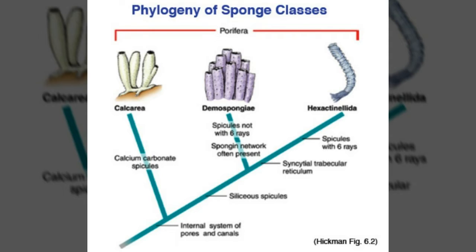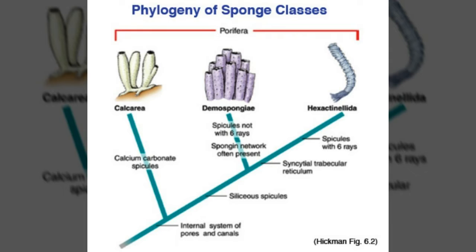Okay, so first Calcarea, they're calcium carbonate sponges. And then there's class Demospongiae. They're made of spongin, which is the most common sponge, and they're the typical spongy sponge. They're the ones that you would see as bath sponges.